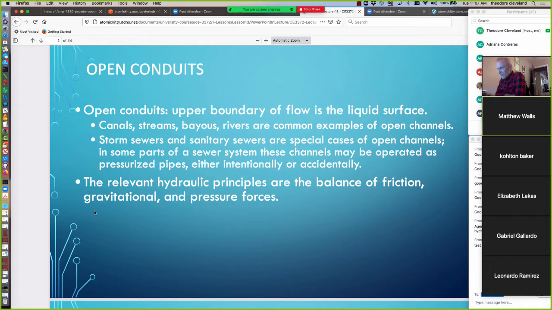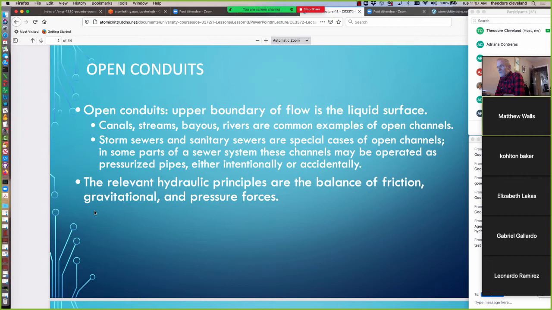Things that are open conduits that we're quite mentally familiar with are canals, streams, bayous, rivers, creeks, brooks, which run through the holler, and I think I said that right. I don't have my West Virginian dialect down so good right now, and if anybody's from that part of Appalachia, I didn't mean to insult you. That was supposed to be humor.